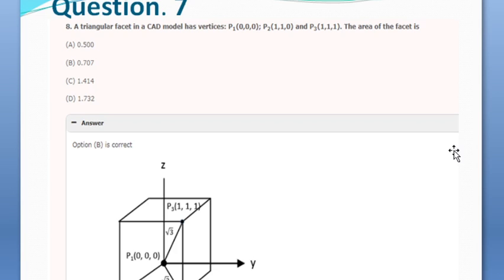It is also a modeling question. The 7th question. A triangular facet in a CAD model: P1 is the origin (0, 0, 0), P2 is (1, 1, 0), P3 is (1, 1, 1). It is a 3-dimensional object given here. We have to find the area of the facet. The 3 coordinates P1, P2, P3 are given.